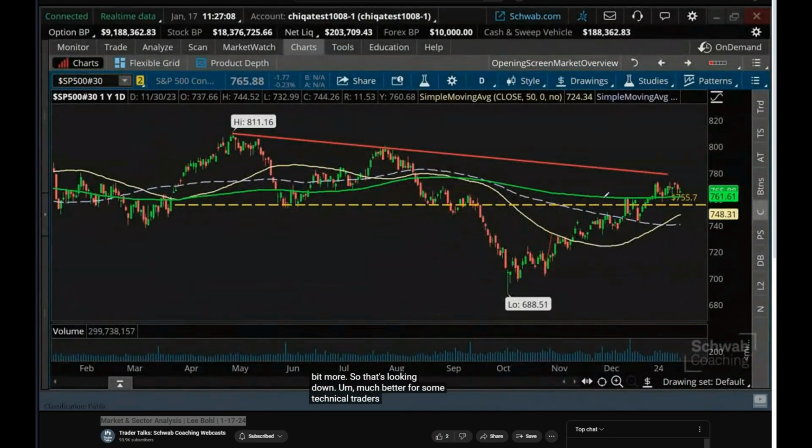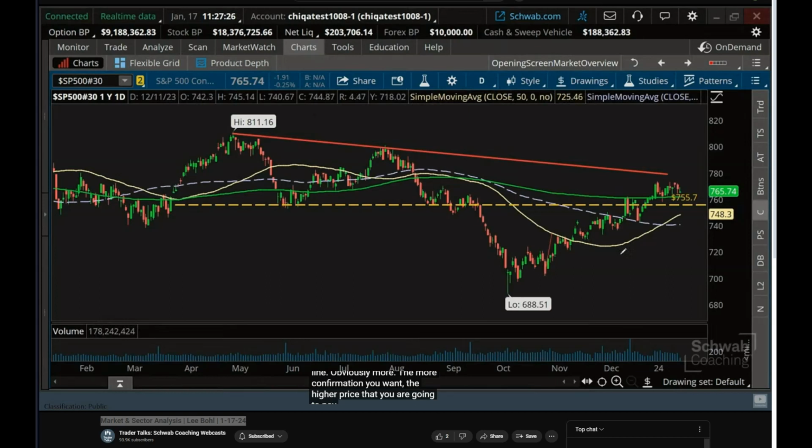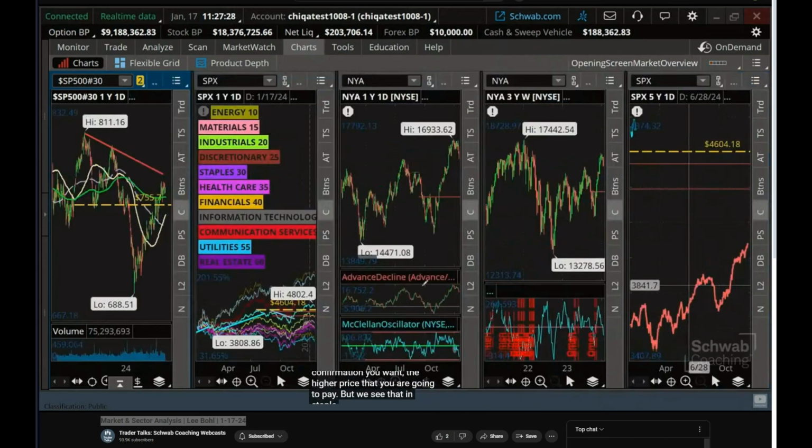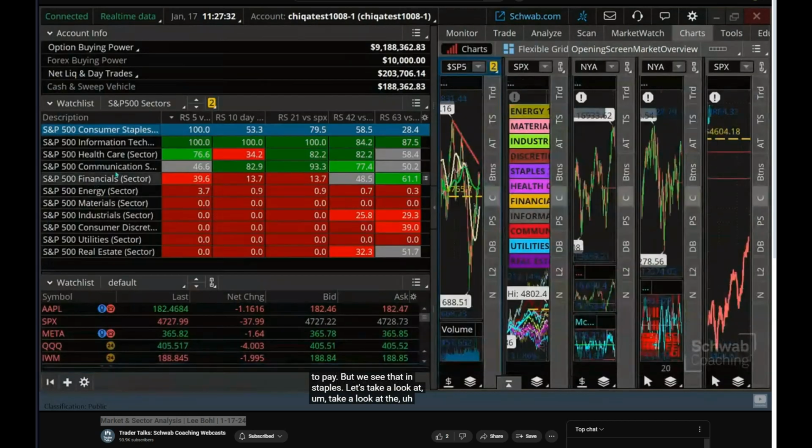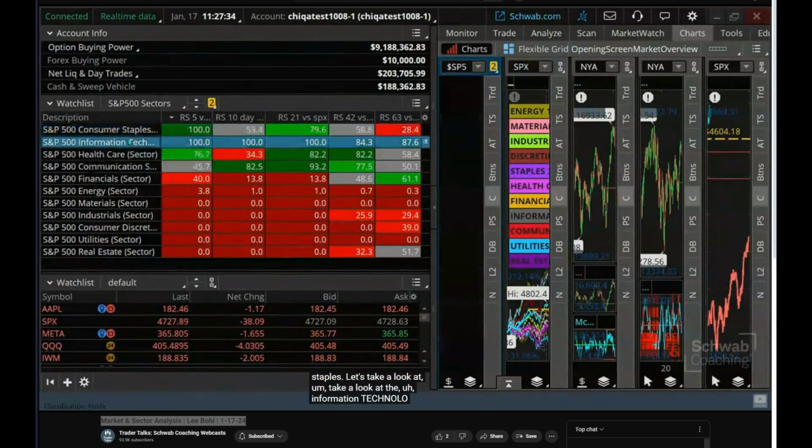Now, some other technical traders might be interested in waiting for this big break at this longer term trend line. Obviously, the more confirmation you want, the higher price that you are going to pay. But we see that in staples. Let's take a look at the information technology.